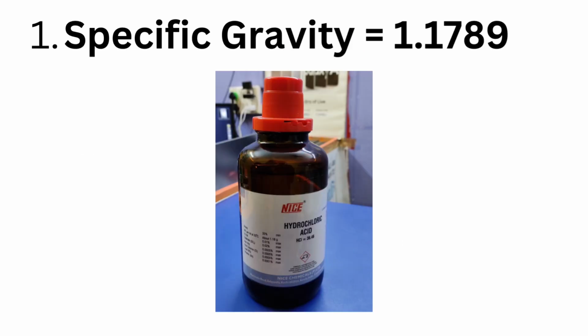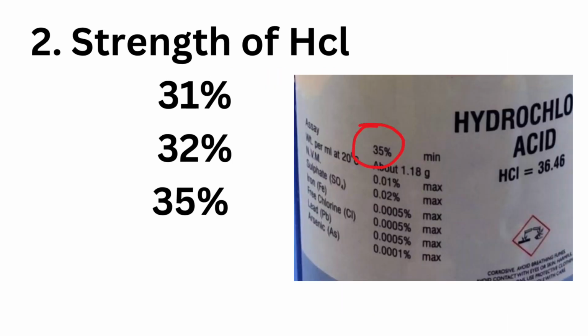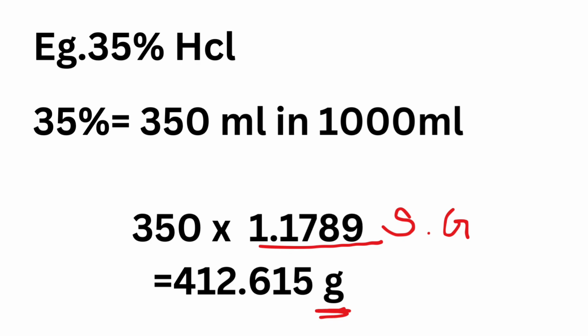Now for the specific gravity, for HCl, this is fixed. So it is 1.1789. You can write it down, you can remember or memorize this. Now when it comes to the strength of HCl, it varies depending on the bottle of HCl that you're having. Over here, I've shown one of the bottles which is having a strength of 35%, but it can again vary. It can be 31%, 32%, 35%. So here I've taken an example of 35%.